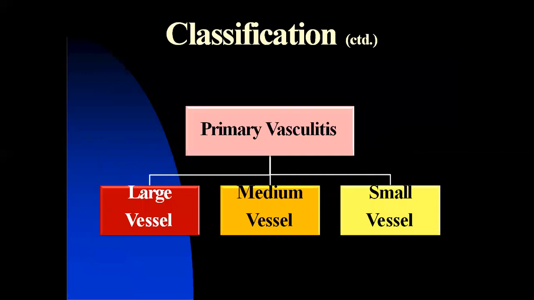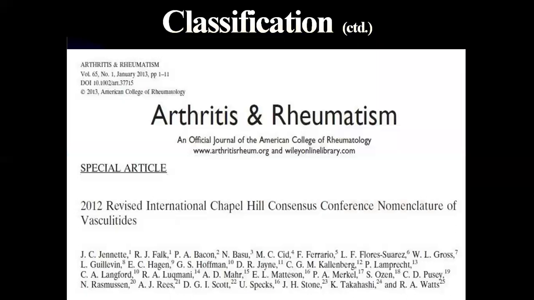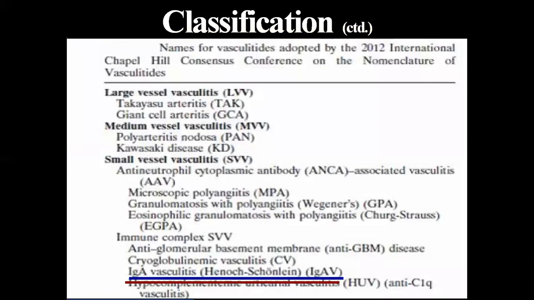Now, as I said, the primary vasculitis can be divided into various types depending on the size of the vessel. So the classification here is based not only on primary and secondary, but the second type of classification is based on large vessel vasculitis, medium vessel vasculitis, and small vessel vasculitis. We have this classification. Please have a closer look at it. And we have various names associated with this.